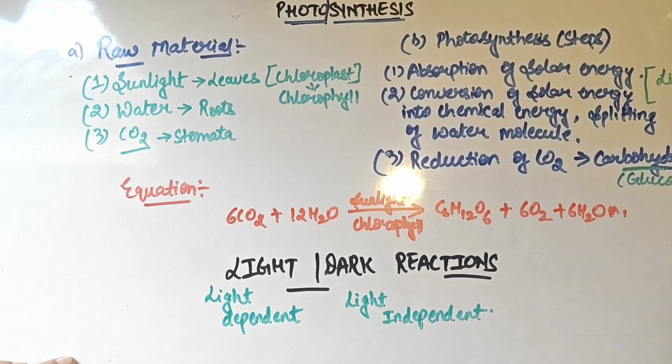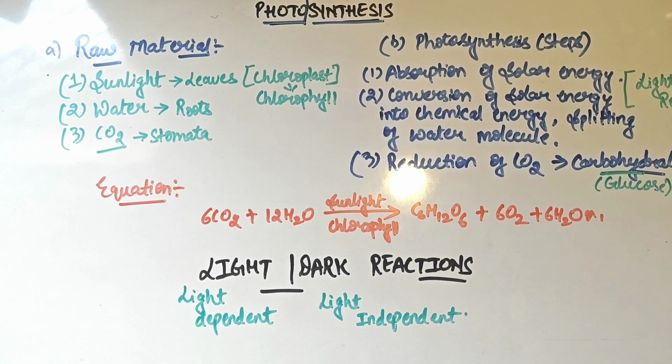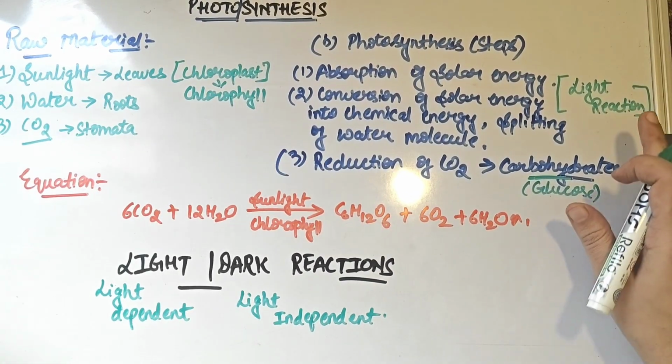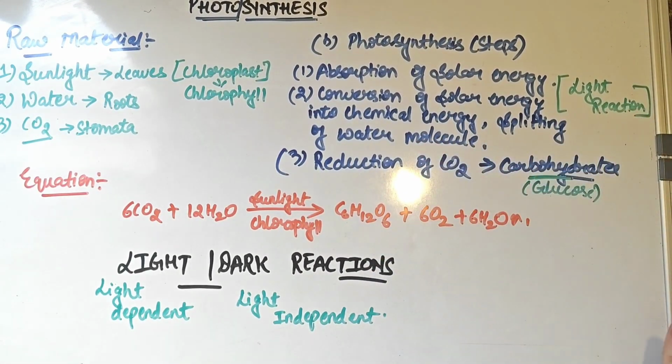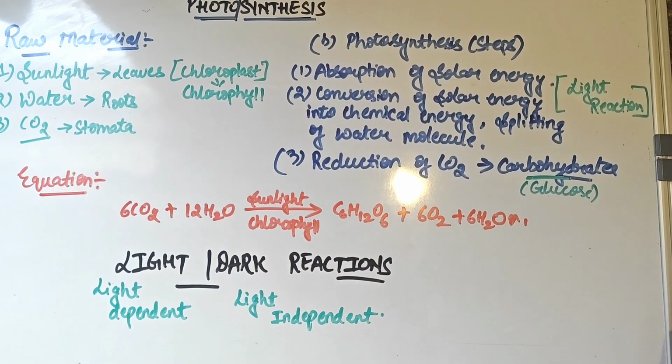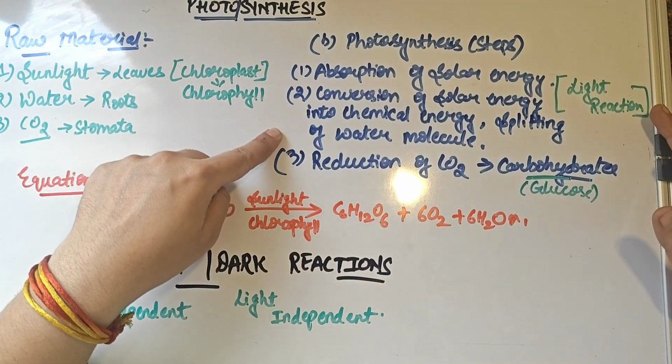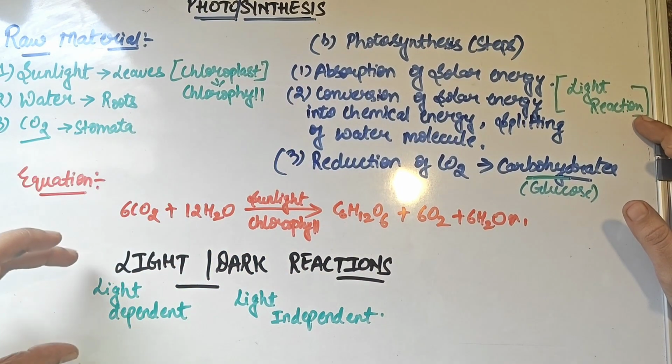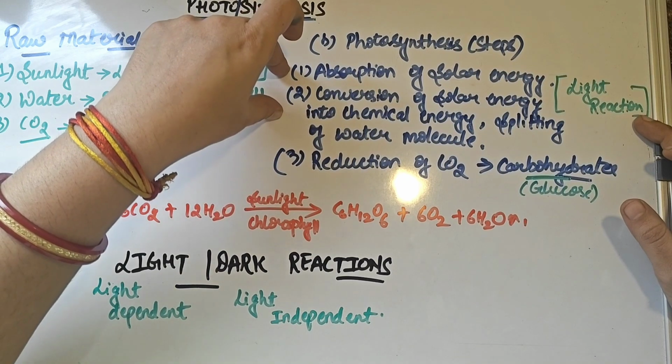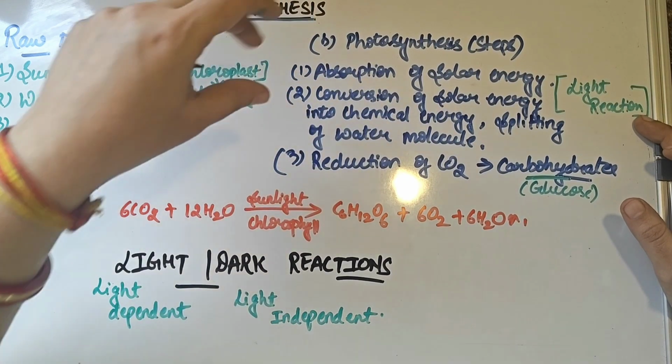What are the two steps? The absorption of light energy and the conversion of this solar energy into chemical energy and splitting of water molecule. These two steps here that we talk about are actually part of the light reaction. So if we talk about light reaction, these are the two steps that we are talking about. That is what light reaction is.